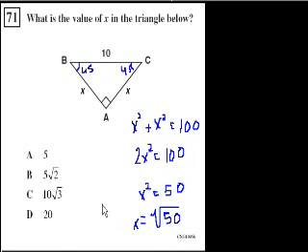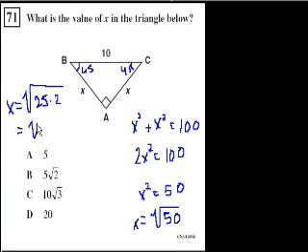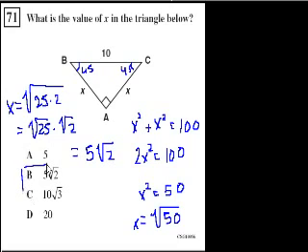Let's see, is there anything that we can do here to simplify it at all? So let me think. x is equal to the square root of 50. Oh, sure. 50 is 25 times 2. Right? So that's equal to the square root of 25 times the square root of 2, which is equal to 5 times the square root of 2. Choice B.